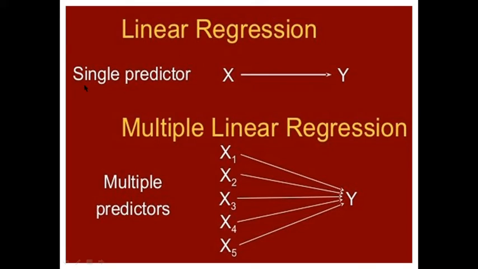Linear regression: simple linear regression, where x is the independent variable and y is the dependent variable. Multiple linear regression, where x1, x2, x3, x4, x5 are the independent variables and y is the dependent variable.